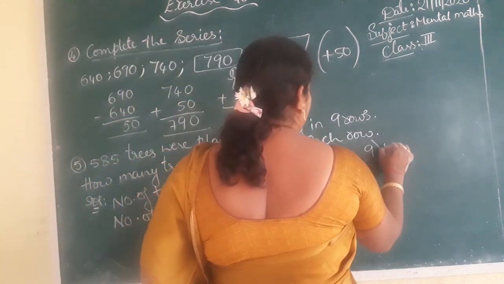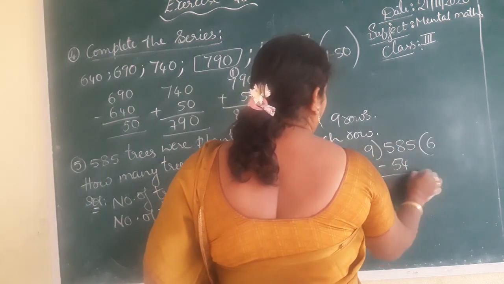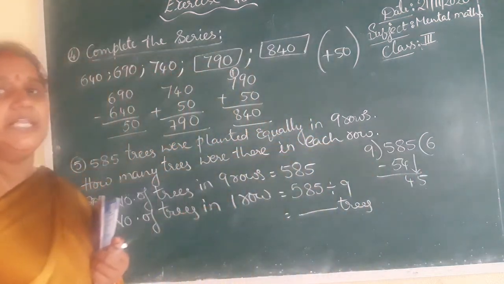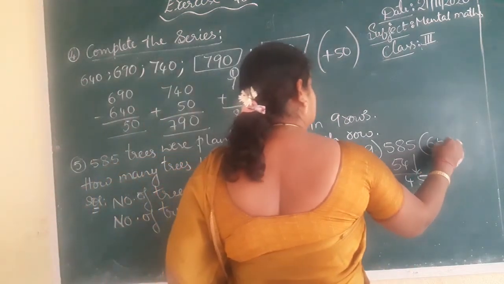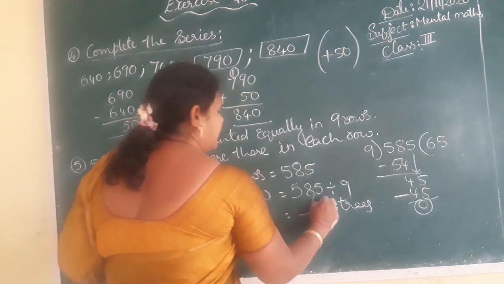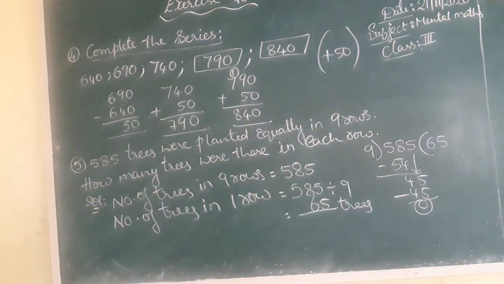9 divides 585. 9 6s are 54. Remainder 4, drop down 5. 45 in the 9 table. 9 5s are 45. So remainder 0. So how many trees? 65 trees are there. See the next one now.